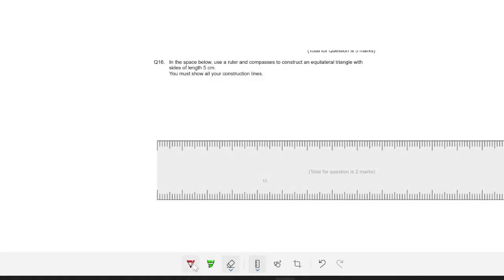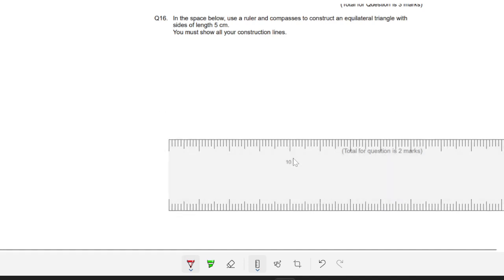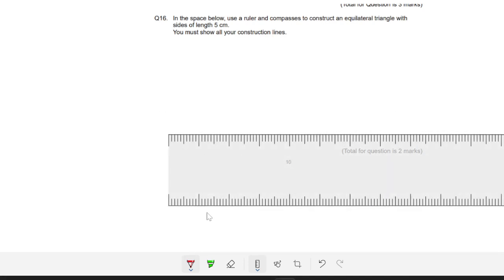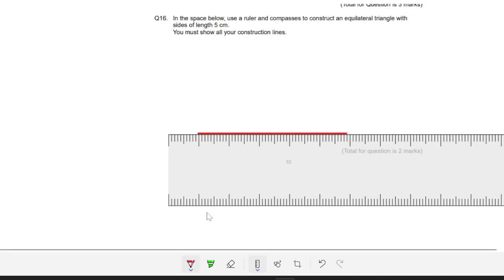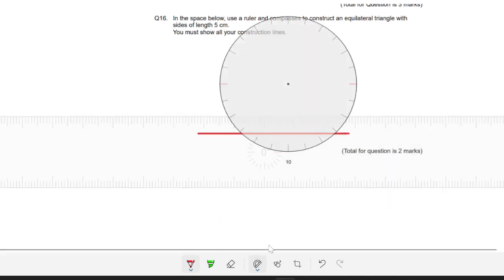So I need to start by drawing a 5 centimeter line. So just make that a bit bigger. Okay, so I'm going to draw a 5 centimeter line here. So I've got, yours will be slightly different. So 1, 2, 3, 4, 5. So that's my 5 centimeter line. I feel like I've not gone quite far enough for that. 5 centimeter line. Then take my ruler off, and I need my compass.